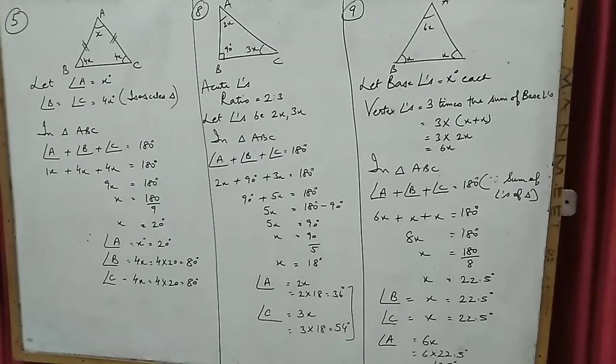See your books. Question number 5 is: in an isosceles triangle, each base angle is 4 times its vertex angle. See children, they are saying each base angle, meaning B and C, is 4 times the vertex angle. Nothing is given in the triangle, so this is an isosceles triangle. It means the base angles are the same. We suppose the vertex angle is x and the base angle is 4 times, meaning 4x.